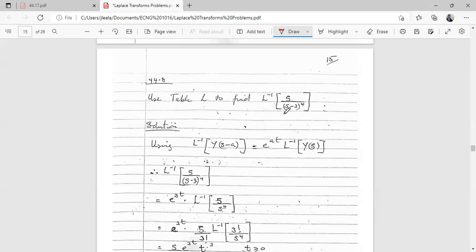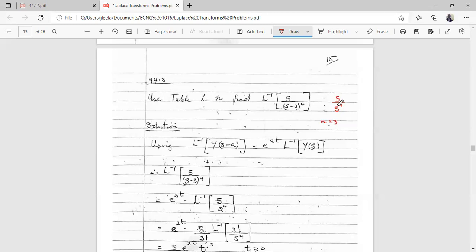Now, if you notice here, the S minus 3 to the power 4 is real. You could look at this as 5 over S to the power 4. If you didn't have the minus 3 in the denominator, it would just be 5 over S to the power 4. So you shift by 3 basically. So in Y of S minus a, your a is your 3.